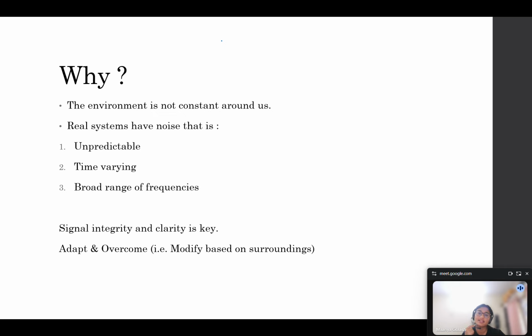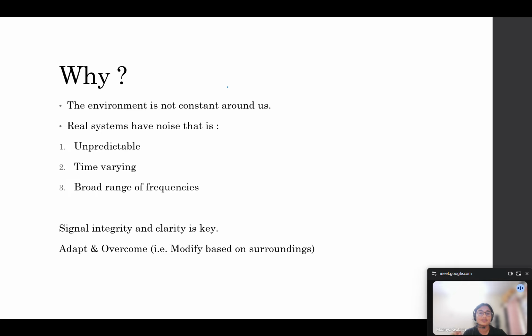But if active noise cancellation exists, then why do we need adaptive noise cancellation? The reason being is active noise cancellation is based on an ambient noise, which is basically a set range of frequencies. And we know that the environment is not constant around us. Real systems have noise that is unpredictable, time varying, and over a broad range of frequencies. Now, the whole goal of sound devices is to ensure that the signal is clear and the signal integrity is maintained at the end point.